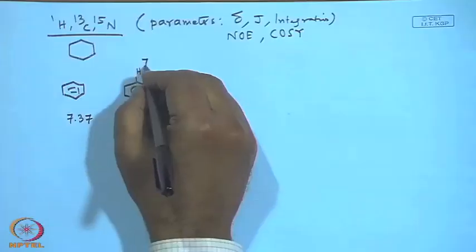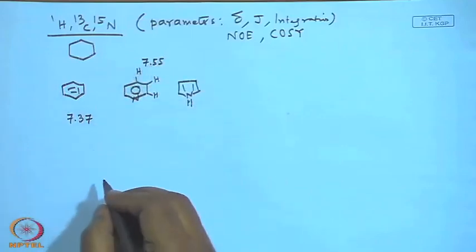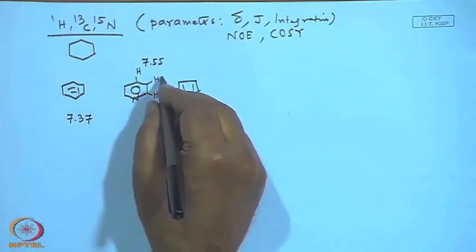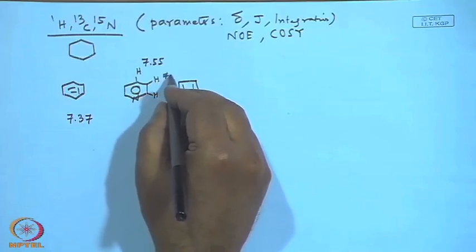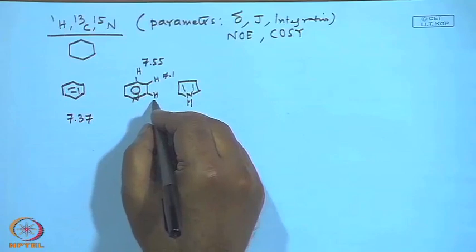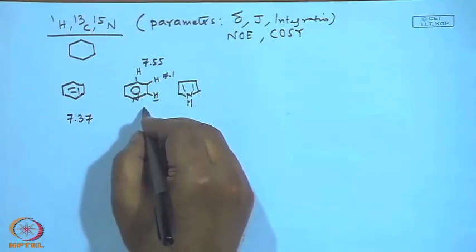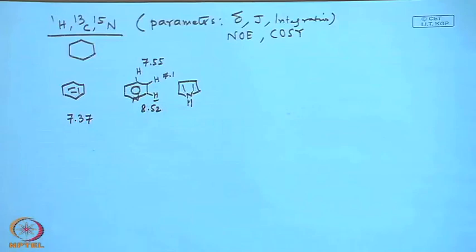In fact, in this case you can see this one is 7.55 and this one is pretty close to benzene, which is 7.1, but the one that is alpha to the nitrogen is 8.52. So you do not have to remember the values, you just look for a signal appearing at a higher delta value. Similarly, if you are suspecting, let us say, pyrrole, what should be the value?